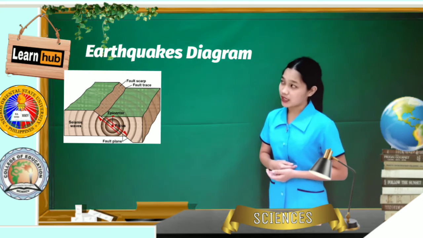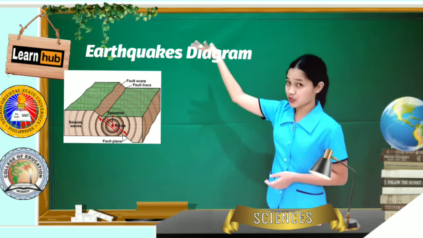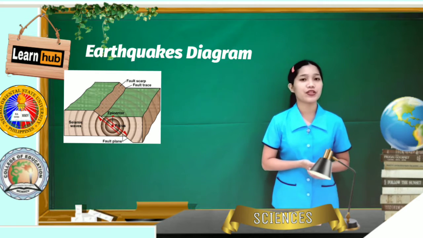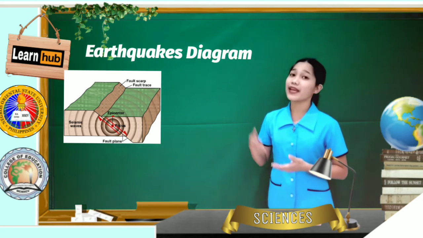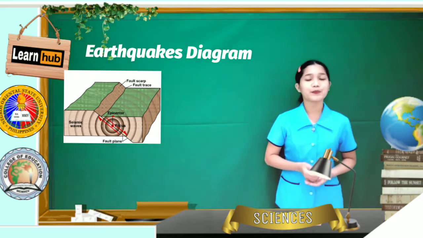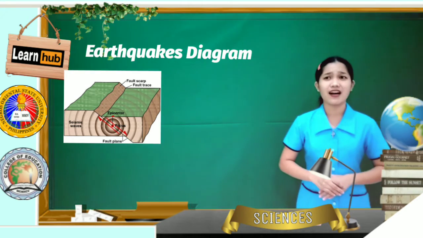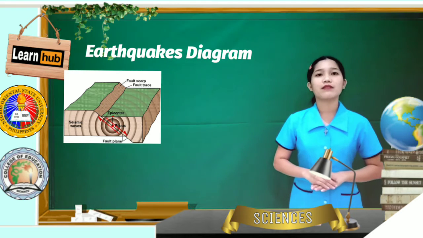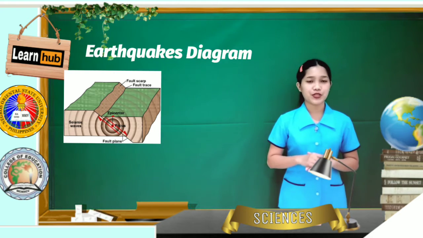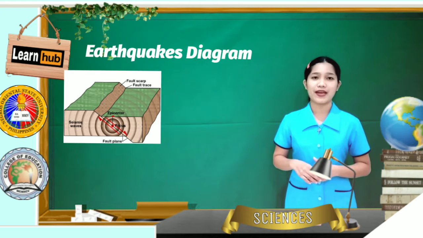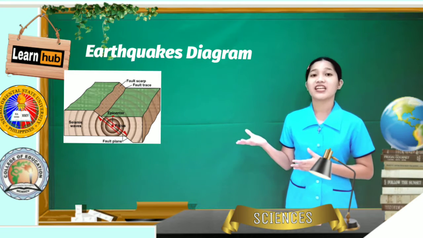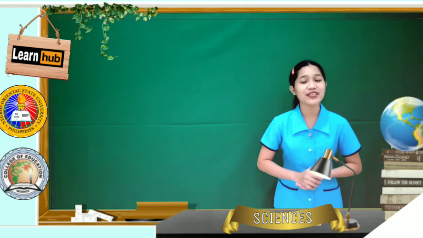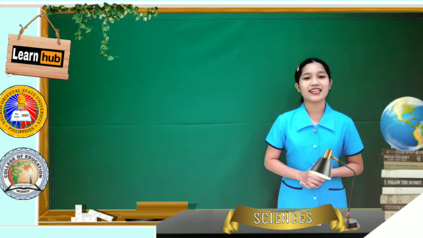And the plate tectonics can be found at the surface of the earth. As I mentioned earlier, plate tectonics are the massive rocks that make up the outer layer of the earth's surface, and whose movements along the faults trigger earthquakes. So now, do you understand? Okay.